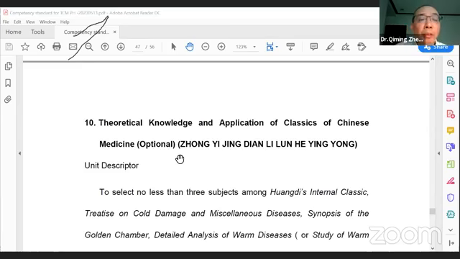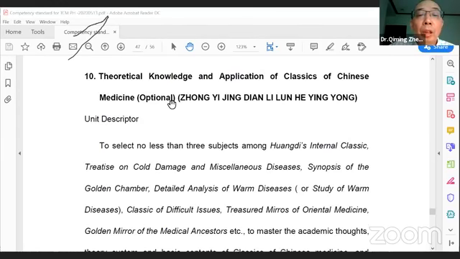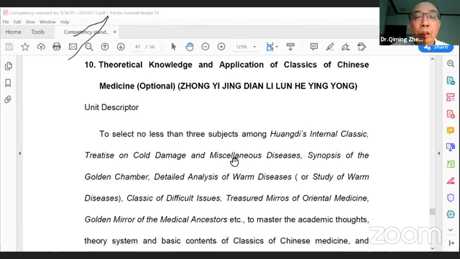Okay. The last one is the theoretical knowledge and application of the classics of Chinese medicine. We put this competency as optional. It means that in the future, if you set any curriculum for training or refer to this standard, you can adapt it, or you can consider not adapting it. But we recommend adapting it since the Chinese medicine theories come from those classics. And they can guide us for some special treatments and some special diseases, like COVID-19. They get the idea and principle from the classics of traditional Chinese medicine.